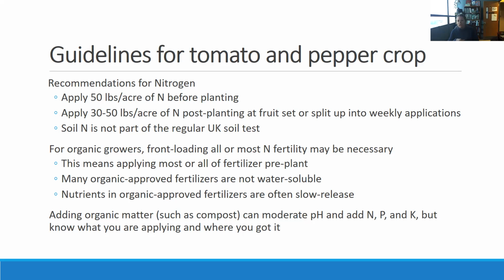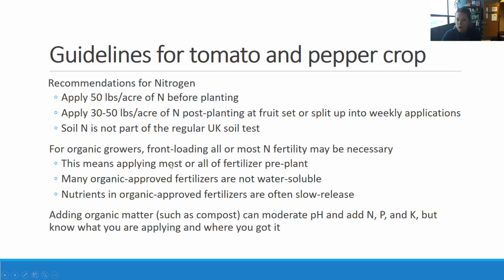Soil nitrogen is not part of the UK soil test. So we are basing this on 90 pounds pre-plant, that's standard, and then 30 to 50 pounds per acre of nitrogen. This is actual nitrogen. And we'll go into what to do if what you have in your fertilizer bag is not pure nitrogen, so people can wrap their heads around that.